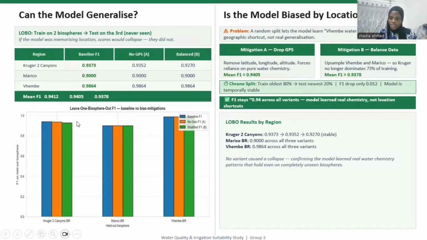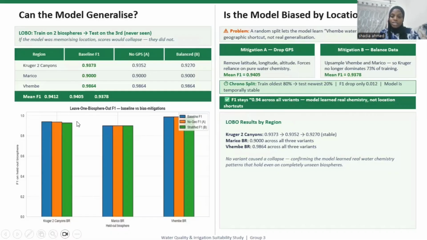My name is Nalvega Shadia, and my presentation will focus on whether the model can generalize to new regions, whether it is biased by the location, and which water quality factors drive its predictions. So first of all, our first objective was to determine whether the model could perform well on the biosphere reserves it had never seen before.